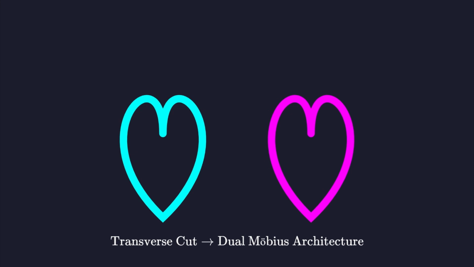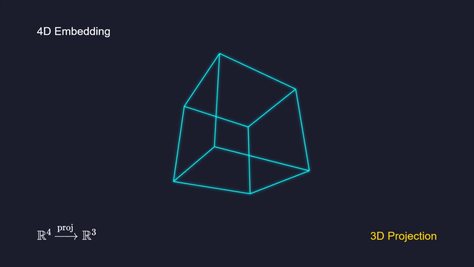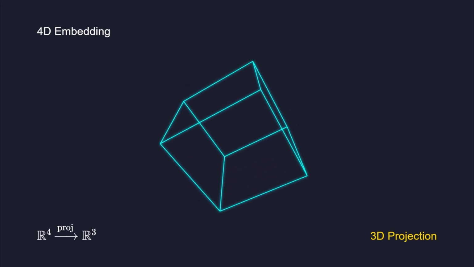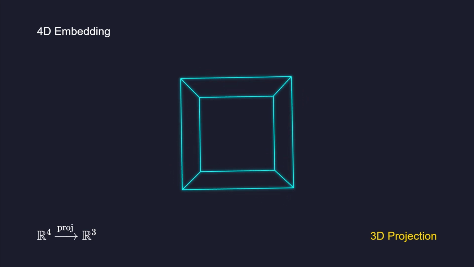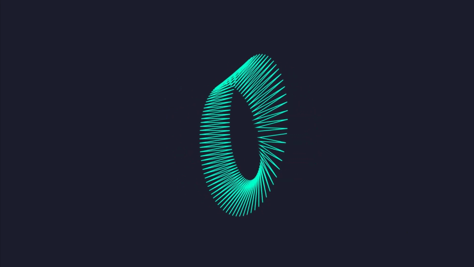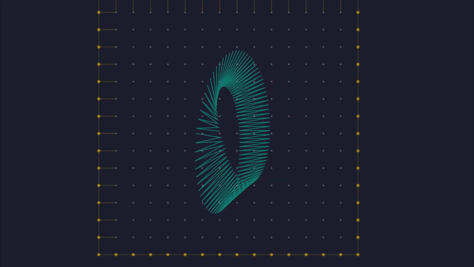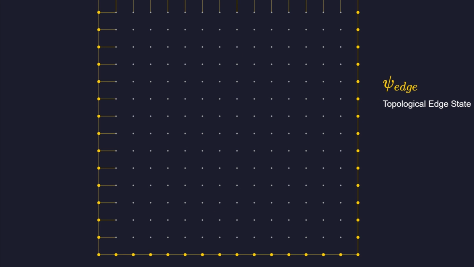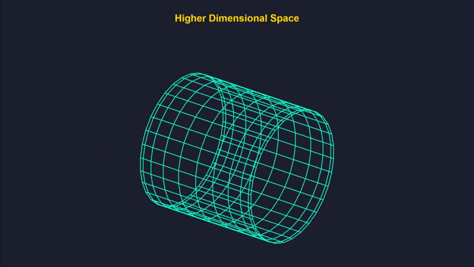Cutting a Klein bottle precisely down its longitudinal axis of symmetry results in a single, continuous Mobius strip, twice the length of the original. Alternative cutting planes can divide the immersion into 2 distinct mirrored Mobius strips, revealing the intrinsic dual Mobius architecture of the manifold. When we project the 4-dimensional embedding back into 3 dimensions, the self-intersection reappears as a mathematical artifact of the dimensional reduction.